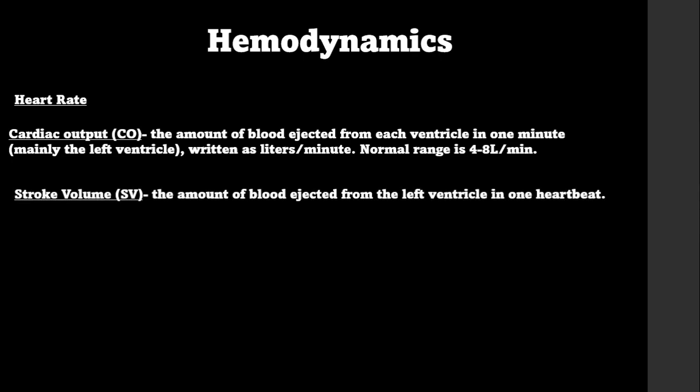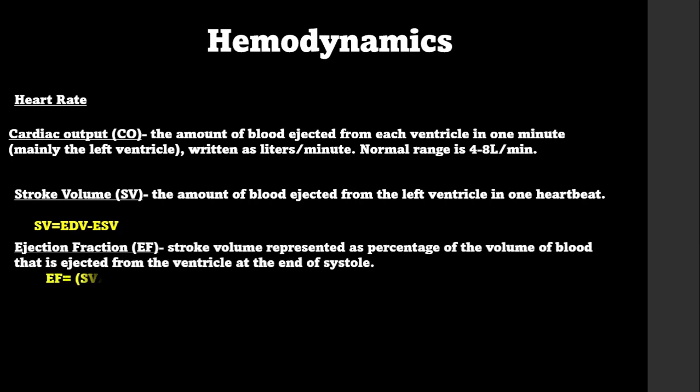Stroke volume is the amount of blood ejected from the left ventricle in one heartbeat. Normal range is 60 to 100 mL per beat. The calculation is the difference in end diastolic volume, the amount of blood in the ventricle at the end of diastole, and end systolic volume, the blood volume in the ventricle at the end of systole.